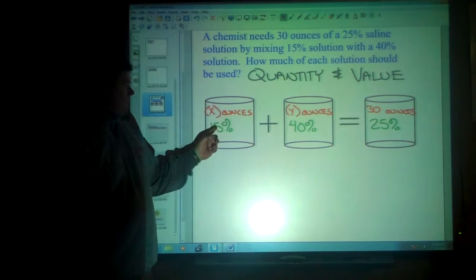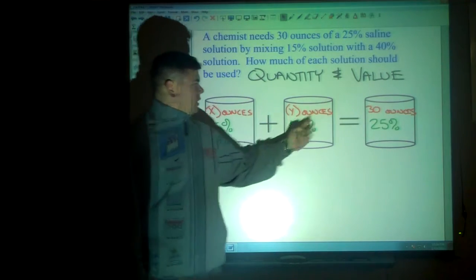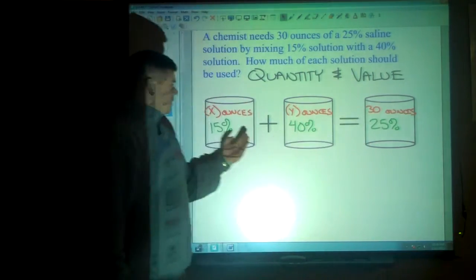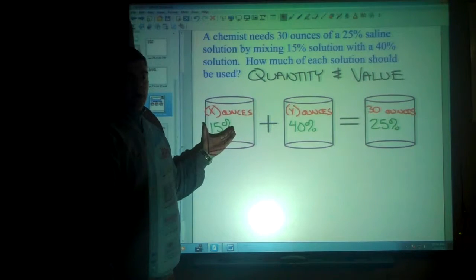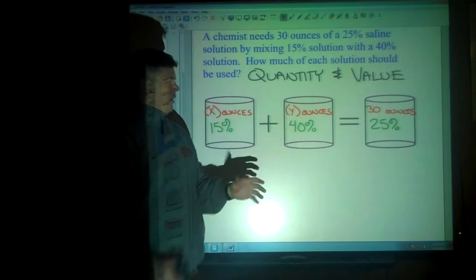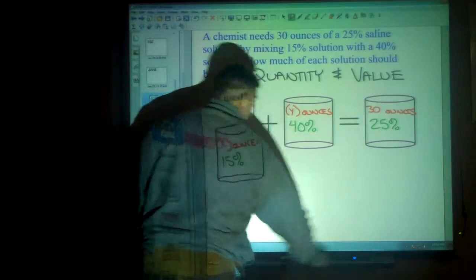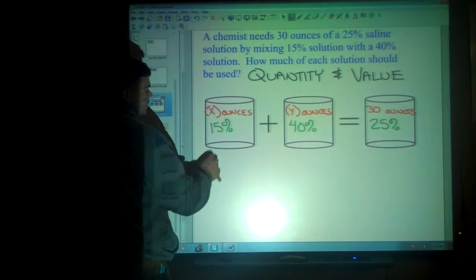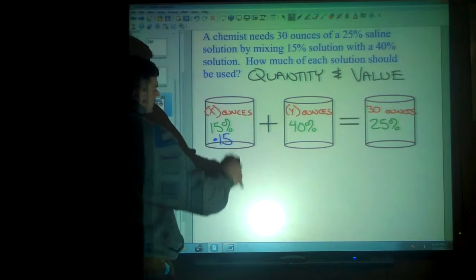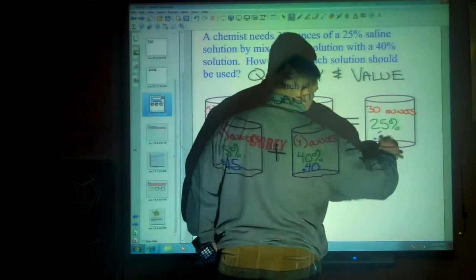But as you look at it, 15 only requires 10% more to get to that, and 40 is 15% more. So it seems like it's a little closer to the lower end. So there might be more of this particular product than there is of this to make it dilute a little bit more. One thing you've got to do is convert the percentages into a decimal. So you'll have 0.15, you'll have 0.40 and 0.25.